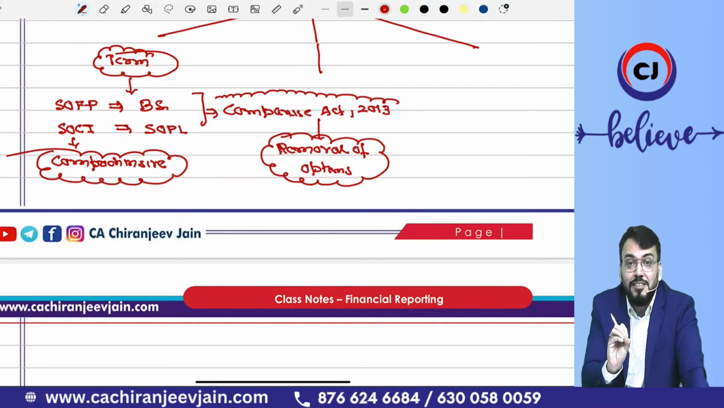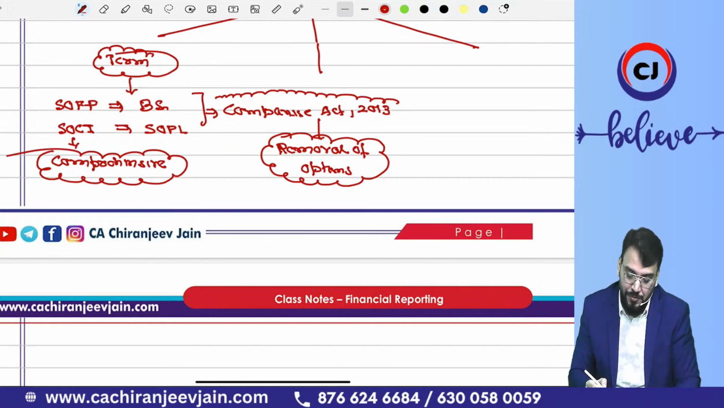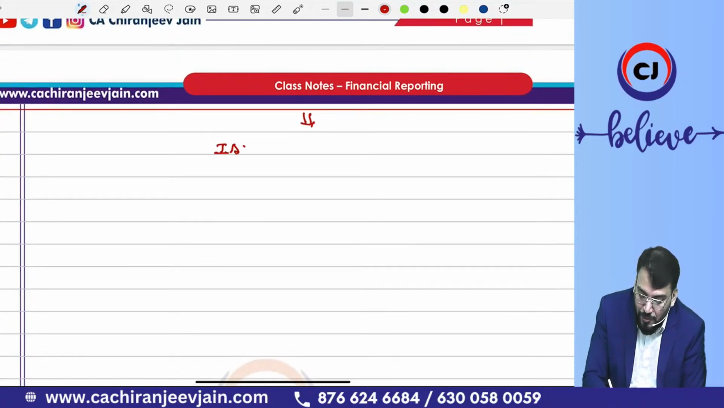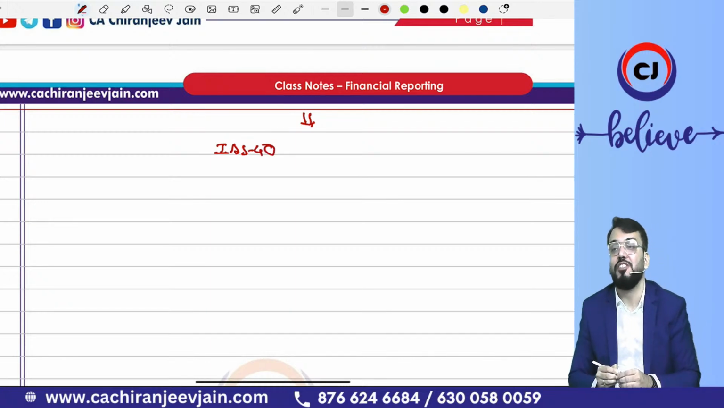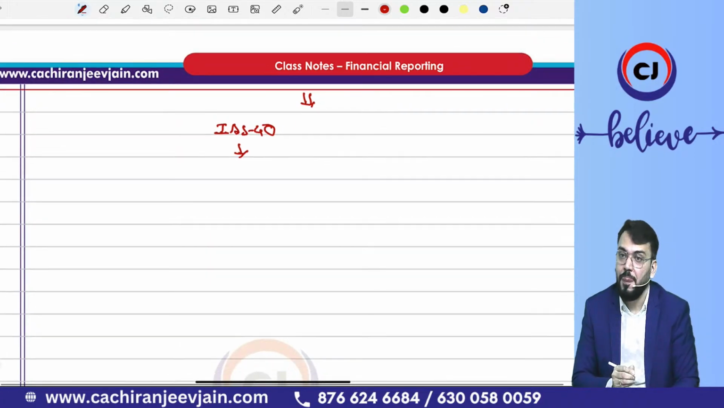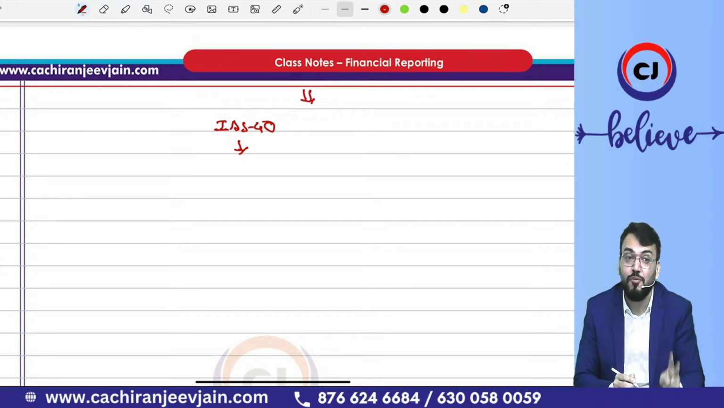So what I am saying, they said there are some options which should be removed. Why give two options? Every entity should follow only one accounting treatment. Otherwise, it will be difficult for comparison purposes. So they have removed some options while converging. Correct? For example, IAS 40. Right now we don't know what IAS 40 is. IAS 40 is for investment property. IAS means International Accounting Standard 40 has given two options for investment property.